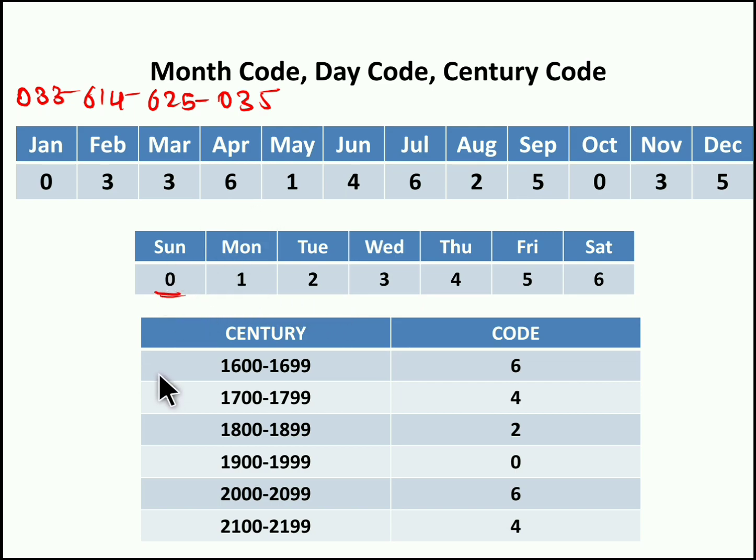And next one is century code. For century code we have a structure. If it is from 1900 to 1999, it's a complete century, so we keep this century as 0. The actual structure cycle flows like this: 6420, 6420, 6420. So if you keep this 0 for 1900 to 1999, you can easily come up with the century code. By keeping all these things in mind, we try to solve the problems.